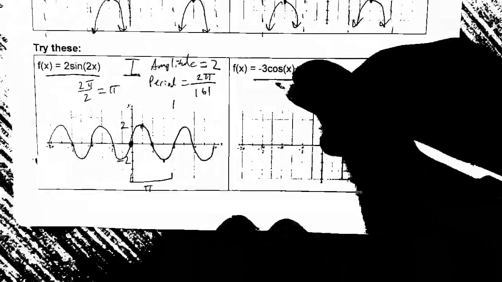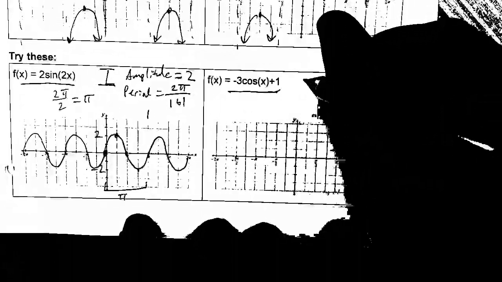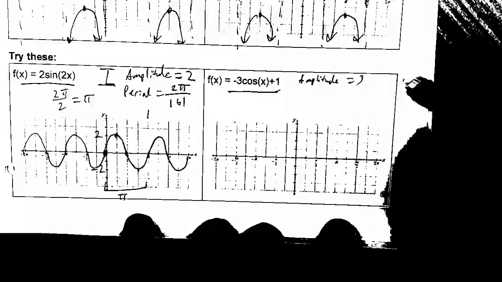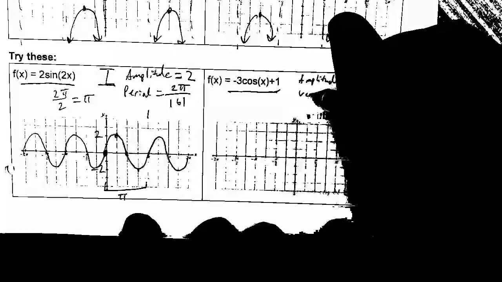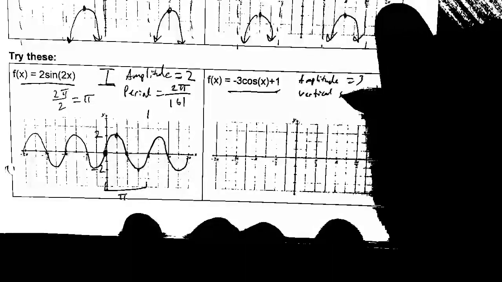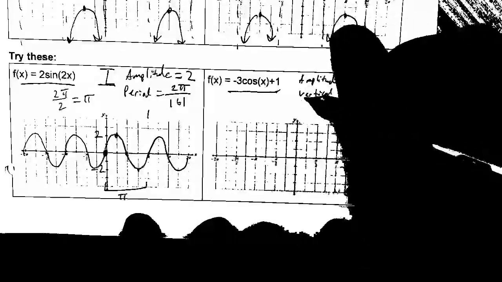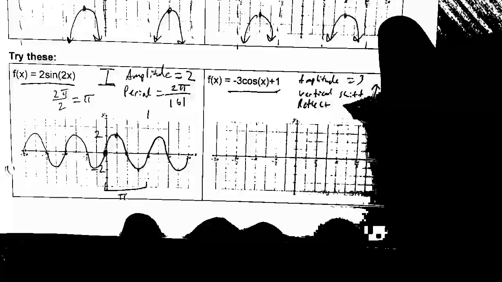Okay. For negative 3 cosine x plus 1, what is going to happen here? Amplitude is going to be still 3. The period is not going to change. We're going to vertically shift what? Up 1. And then reflect over the x-axis. Good. Thanks, buddy. Thank you.